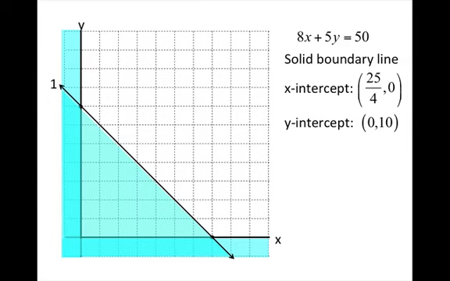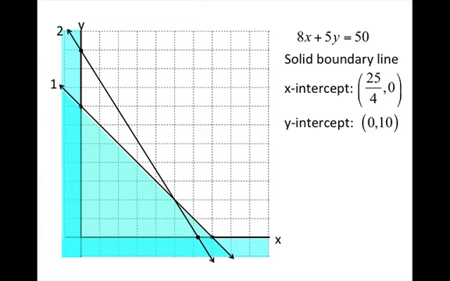Our next boundary line, we had the intercepts (25/4, 0), and (0, 10). With the fractions, just estimate those. 25 fourths is 6 and 1/4. So just graph the intercept a little bit past 6. And then I have the intercept (0, 10). We'll draw a solid boundary line through these, and this is our second line, so we label it with a 2.